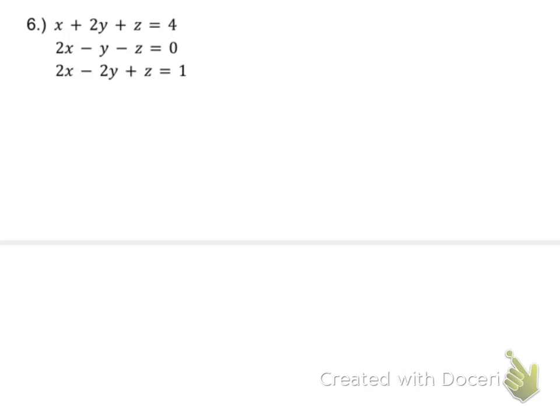Last one. The last problem here. Guys, all 3 variables are here. You need to get rid of the same variable. Just have to do it 2 times, with 2 different equations.